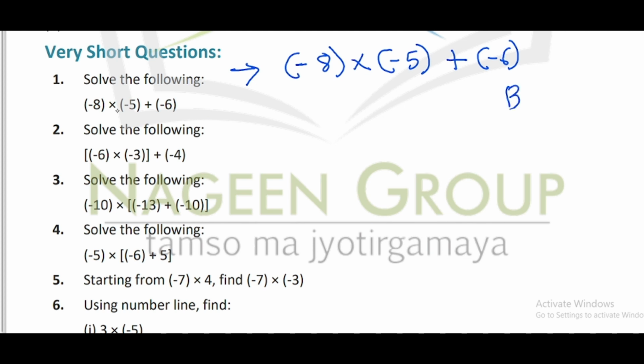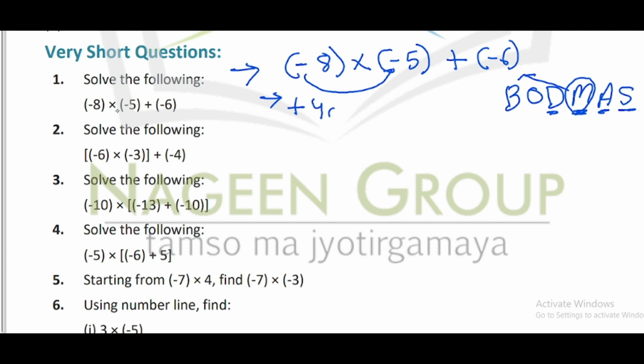First we solve bracket, division, then multiplication, then addition and subtraction. Then first is multiplication in this question. First we multiply the symbols, that is minus into minus, that is plus. Then we multiply the numerals 8 into 5, that is 40. Then add with minus 6.